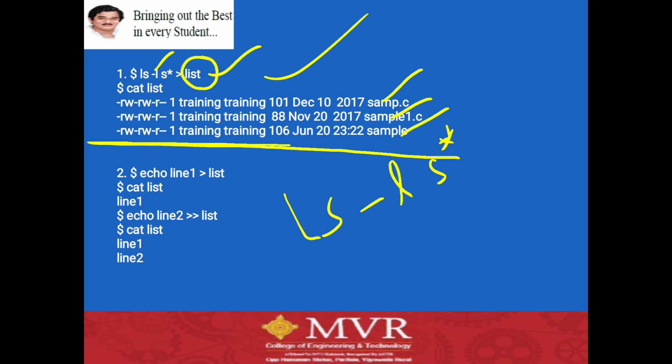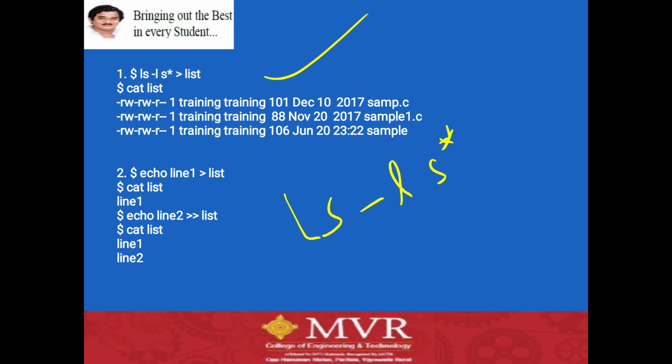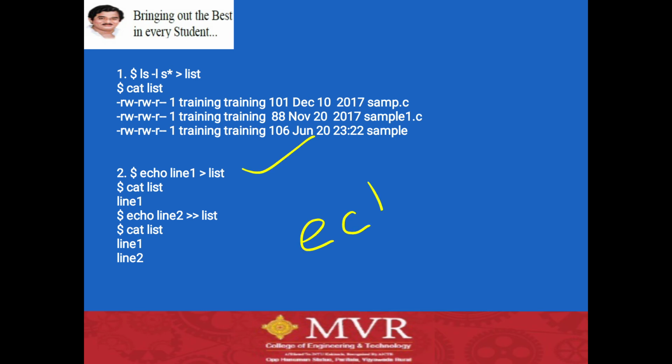Okay, then double greater than, what is double greater than, we will also discuss. For that I have used the second example. Here I have used a special command known as the echo command. Don't get confused. Echo command is nothing but a print command in Unix. Normally in C language we use the printf command, so whatever you want to display on the screen, we use printf to display that content. Here in Unix, instead of printf we are using the echo command. That's simple. Okay, so now what I am doing is echo line 1 I want to.